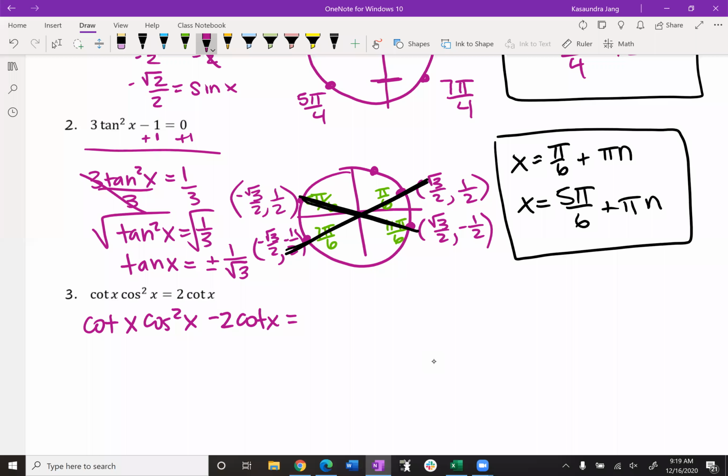Maybe I don't even need identities, actually. Let's see here. What I'm thinking is a greatest common factor, what they have in common. It looks like they both have a cotangent in common. Let me factor out a cotangent of x.